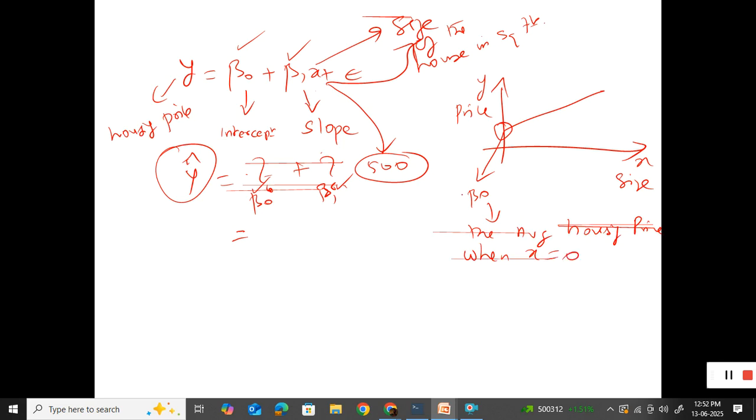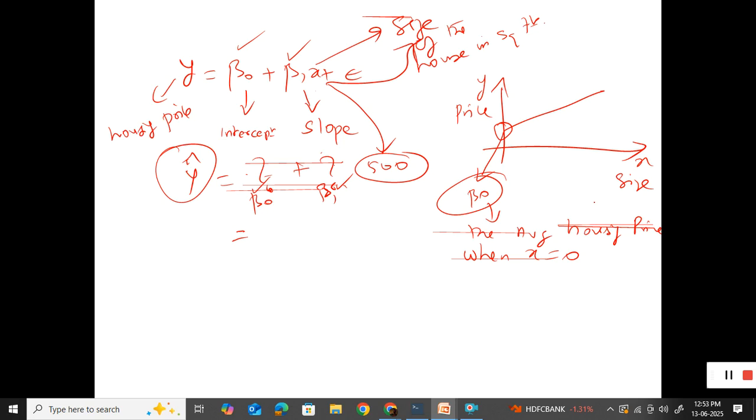Remember very clearly, this beta naught intercept, in this example, does not make any sense. For example, if your x square feet is 0, that means I am not buying anything. If I don't buy anything, and you say the average house price is going to be 1 lakh, do you agree with that? Will you pay the money? No, right? So beta naught in this case is meaningless.